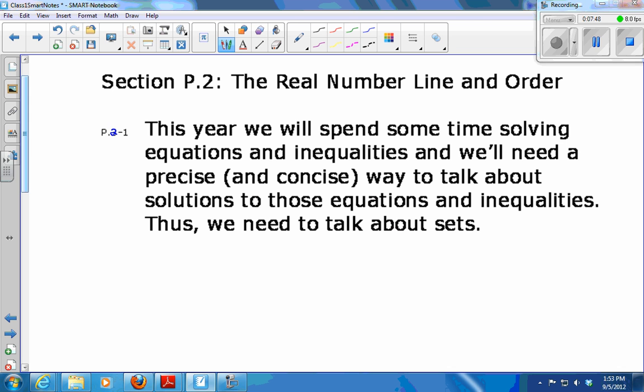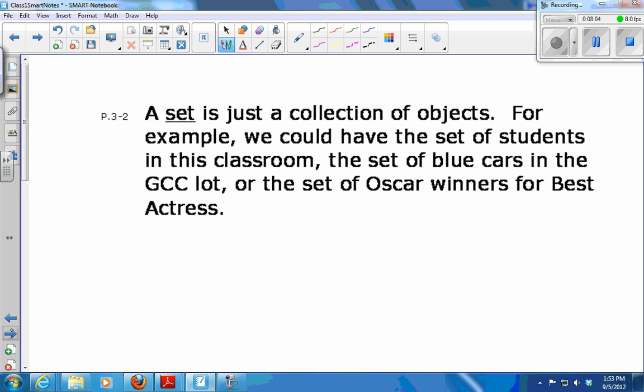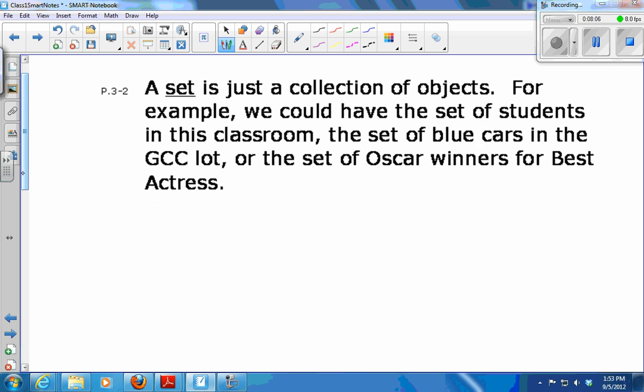So this year we're going to spend some time solving equations and inequalities. That's part of what we'll do. And we're going to need a precise and concise way to talk about what the solutions are. So we're going to use a tool called sets in order to do that. A set is just a collection of objects. So we could have the set of students in this classroom, the set of blue cars in the lot, or the set of Oscar winners for Best Actress. It's just a collection of things.